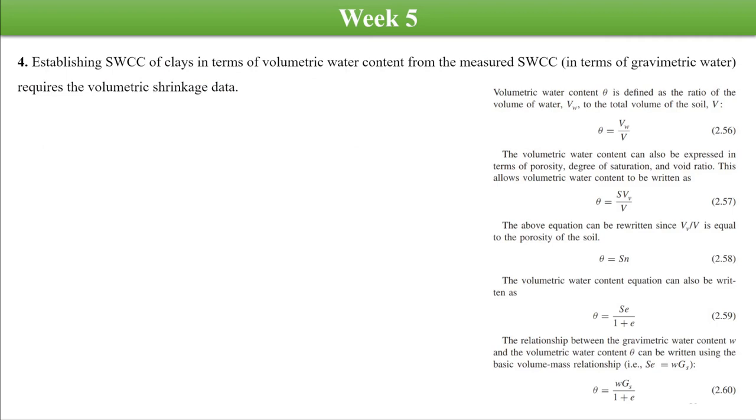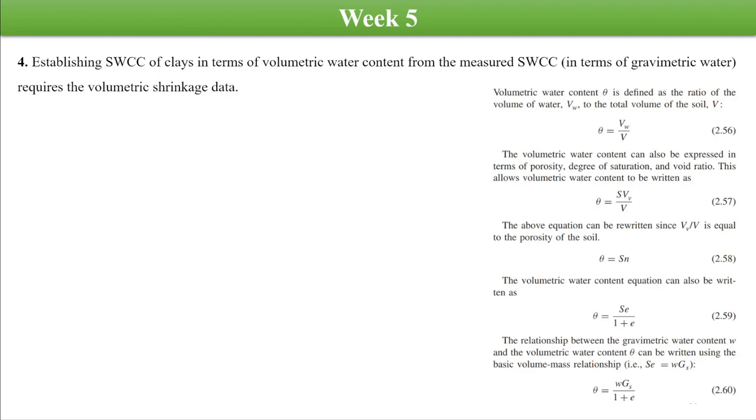So as we move further to one of the questions, that is establishing the SWCC of a clay in terms of volumetric water content from a measured SWCC that is measured in terms of gravimetric water content. Okay, so in clays we usually measure the gravimetric water content. We keep the soil sample in an oven, and we measure how much change in the weight is happening over time. Okay, and we keep it in a control chamber where the relative humidity and temperature can be controlled. Okay, so for that we'll require the volumetric shrinkage data.